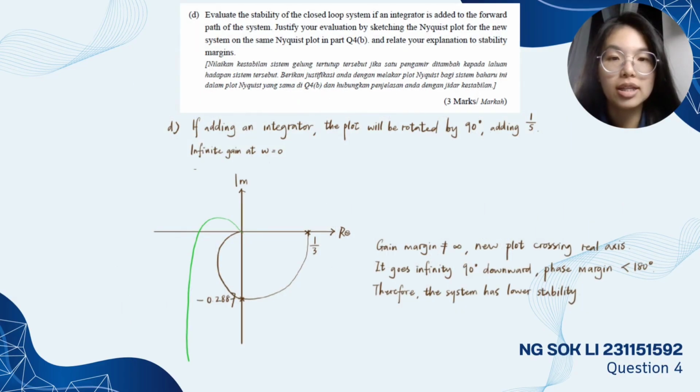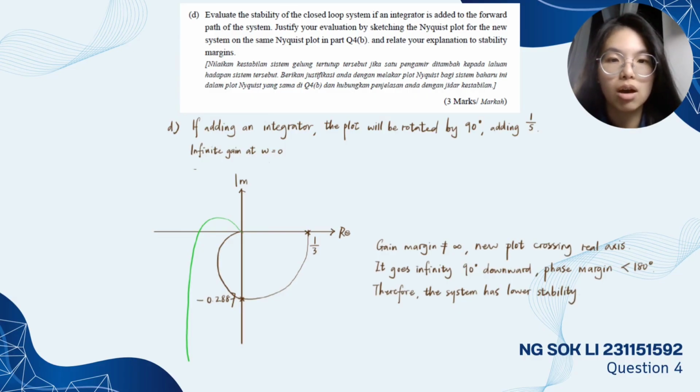When we add an integrator, the plot will be rotated by 90 degrees, since we are adding 1 over s into the system. So the infinite gain will be observed at omega equals 0. And this plot that I drew will start from the third quadrant since it is adding 1 more integrator and then rotating 90 degrees towards infinity.